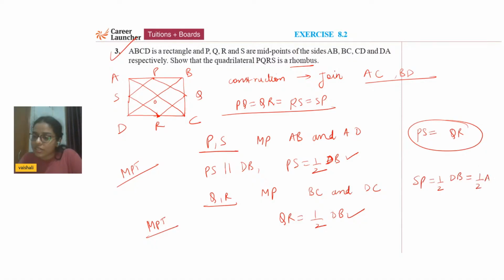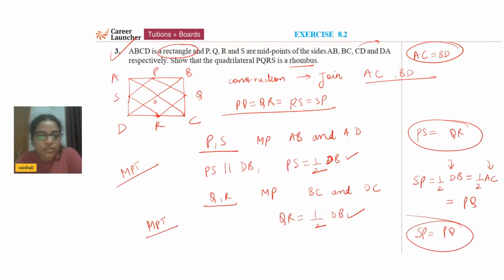Half of AC. The reason is that in the case of a rectangle, the diagonals are equal to each other. They are of equal length. So from this I can draw the conclusion that AC is equal to DB, so I can just substitute DB with AC. So this is equal to half of AC, which is further equal to, what can I say? PQ. Okay? So it means SP is equal to PQ.